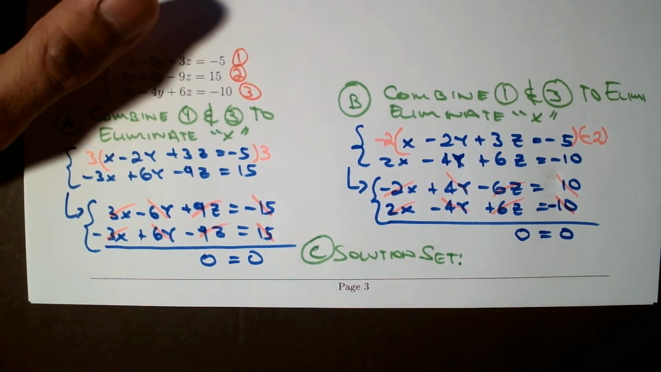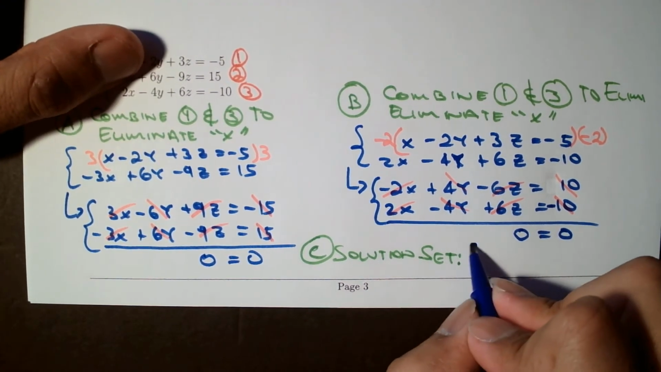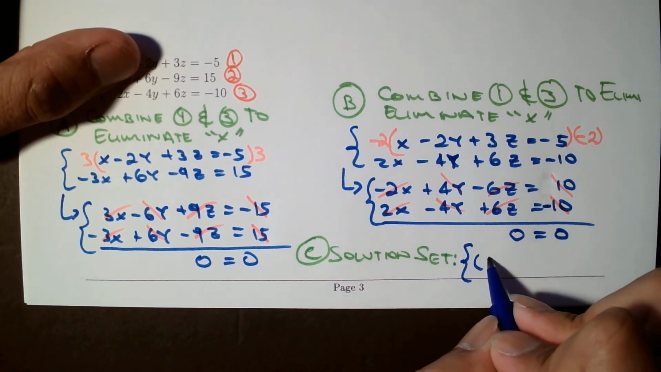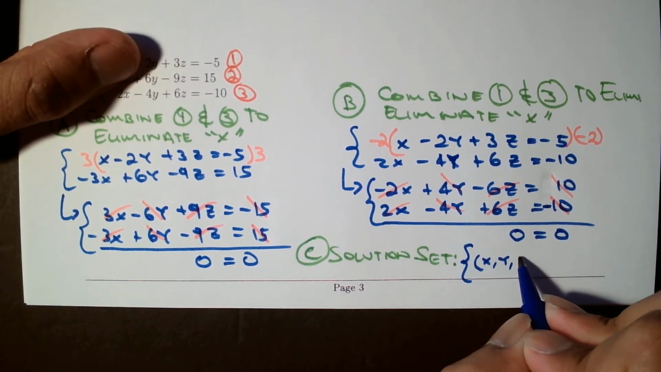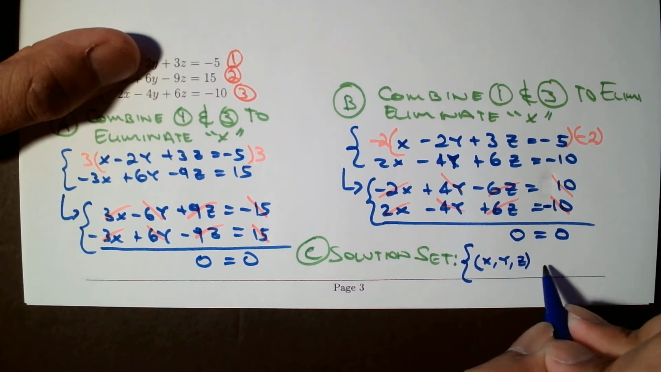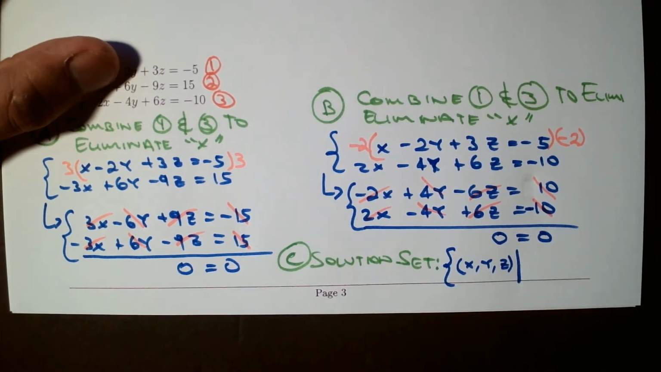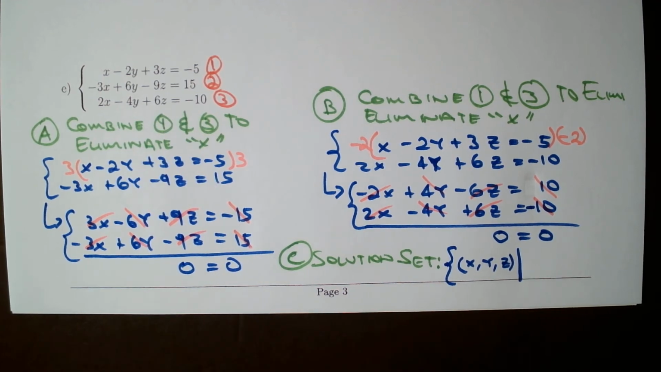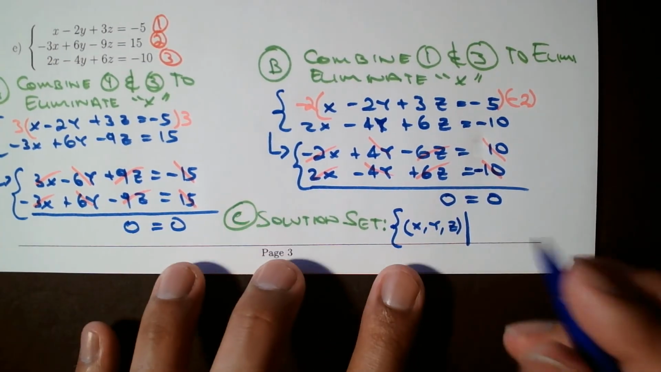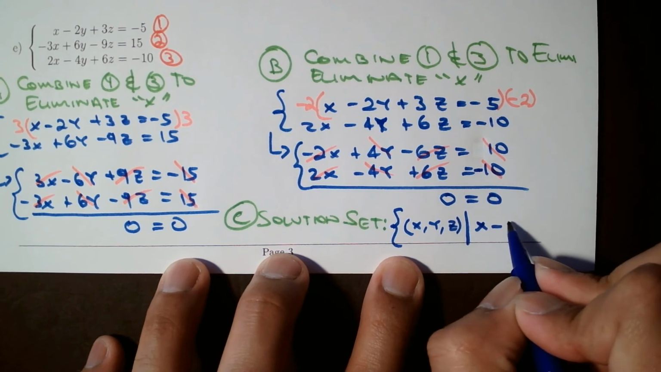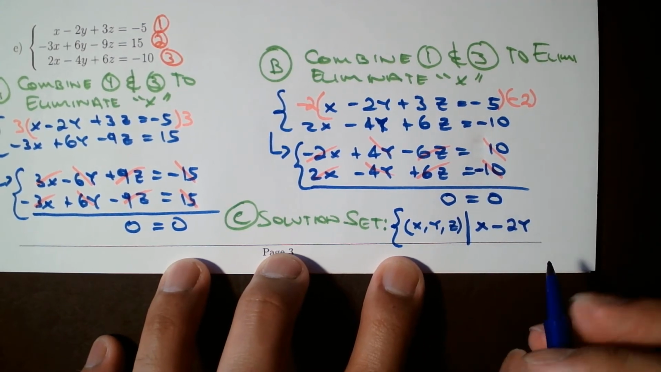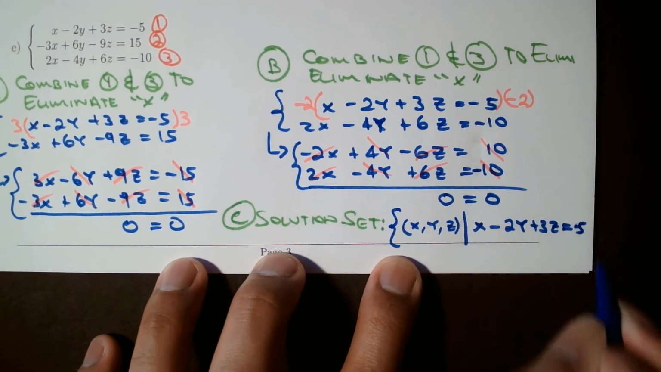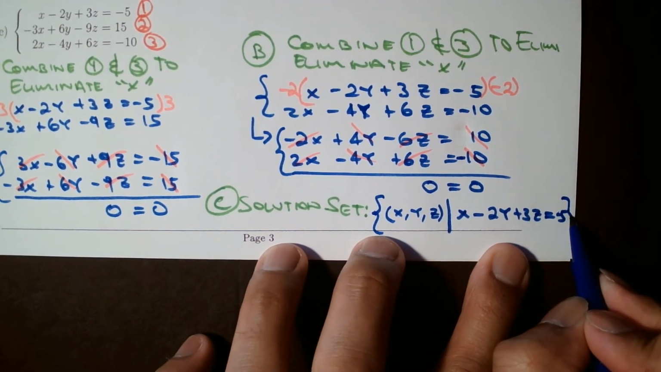All we do for this is open curly braces and then write down x, y, z such that, and all you have to do is copy your favorite equation. That's all you have to do for this case. x minus 2y plus 3z equals negative 5. And then close the curly braces.